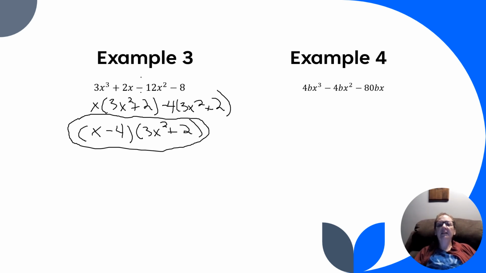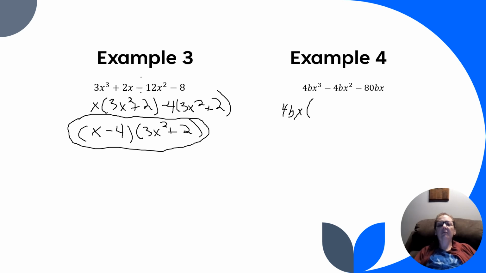Example 4, we can see it has stuff in common. So we're going to start by factoring out the GCF. This has more letters in it than you're used to seeing, but that's okay. You just have to look at it and say, okay, what do I do first? I look for a GCF. So 4, 4, and 80 are all divisible by 4. All three terms have a b in them, so I'm going to take out a b. And then the lowest value of the x is just x to the first. So I'm going to pull that out front.